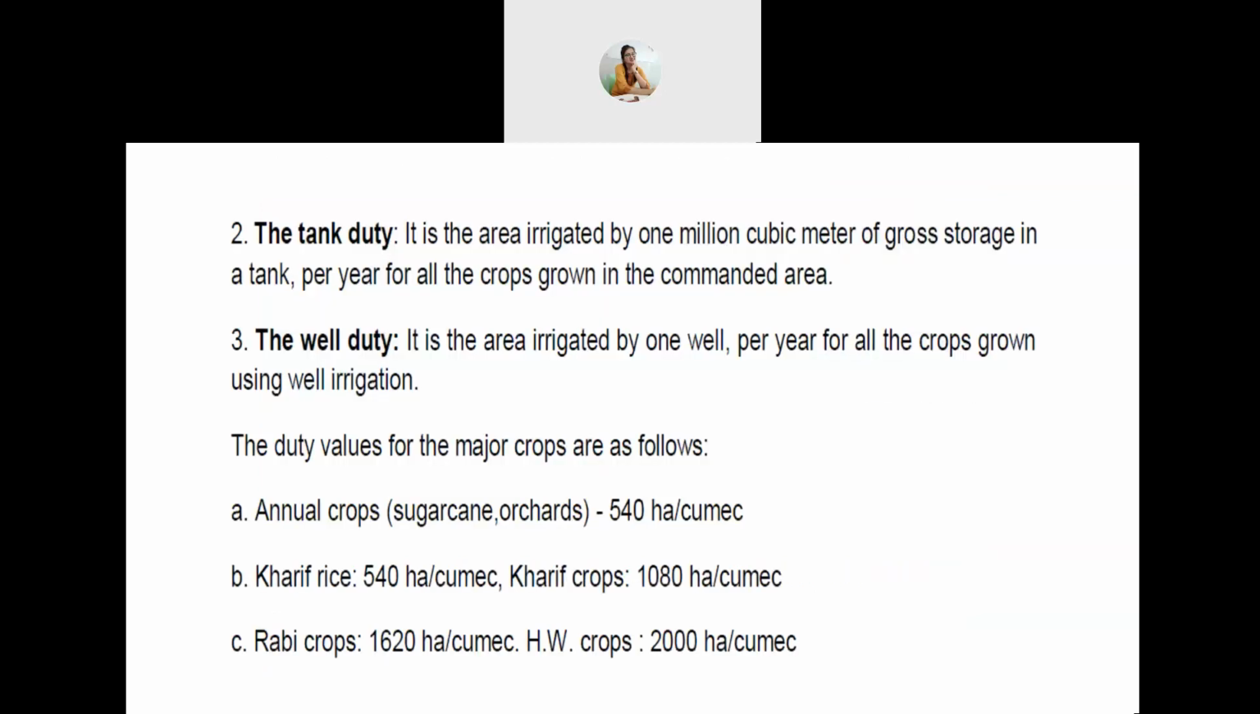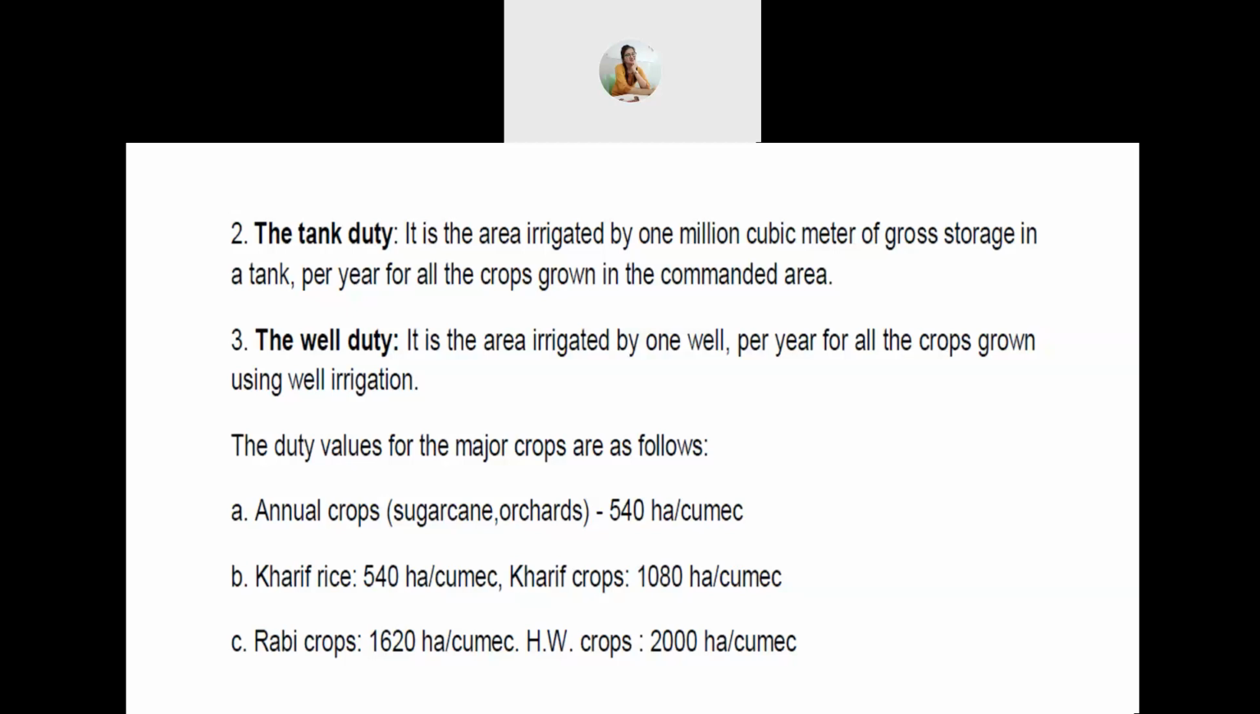The second type of duty is the tank duty. So it is the area irrigated by 1 million cubic meter of gross storage in a tank per year for all the crops grown in the command area. Third point is the well duty. It is the area irrigated by 1 well per year for all the crops grown using well irrigation. Well irrigation we will study in the upcoming units.